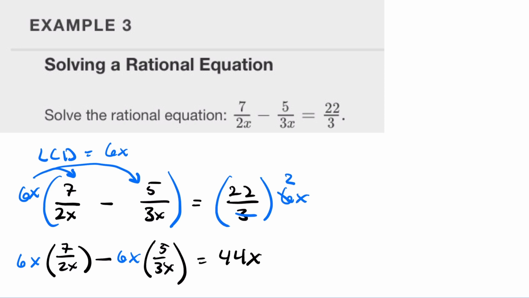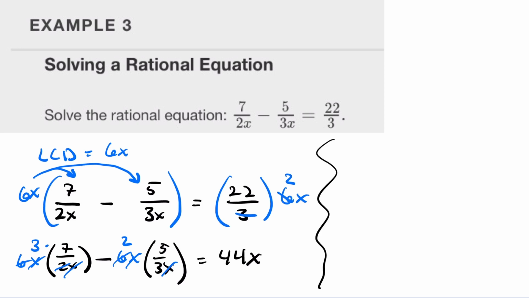Okay. Now on this left hand side, the x's cancel, right? 6 divided by 2 is 3, right? So it's really a 3 up here, times 3. The x's cancel. 6 divided by 3 is a 2. So that's a 2, okay? I'll continue working over here.